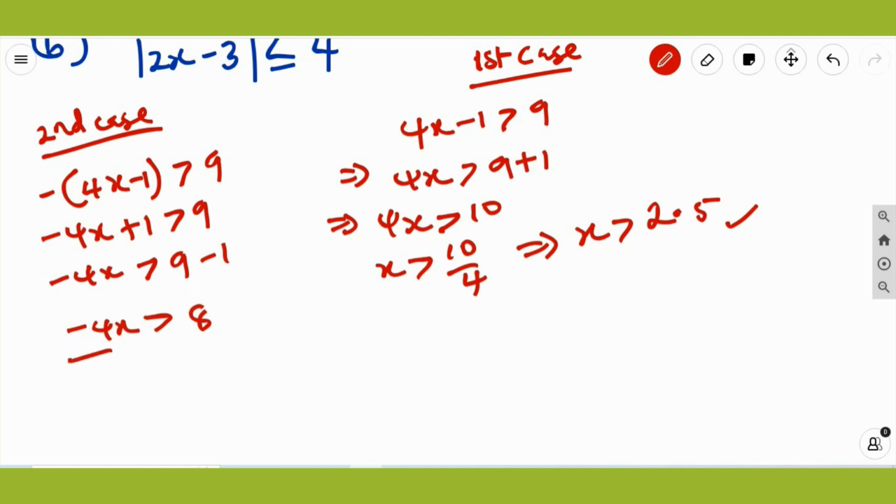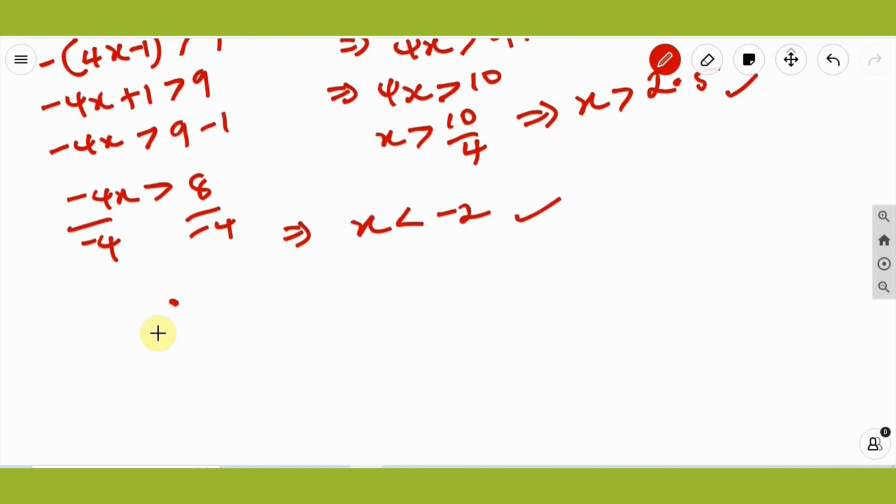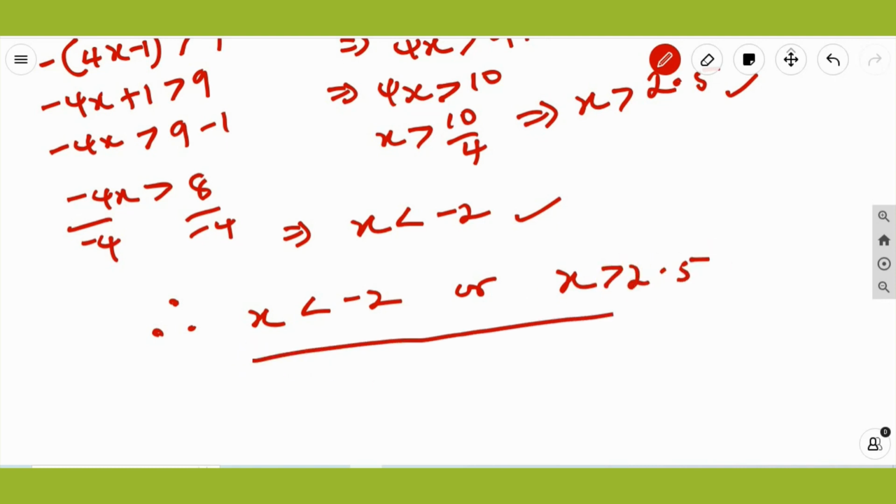That is the law. Minus 4, minus 4. So this is going to be x is less than minus 8 over 4. That's going to give me minus 2. So you can see this is the second value of x. Therefore, x is less than minus 2, or x is greater than 2.5. So this becomes the result.